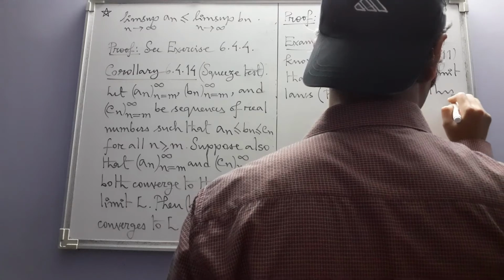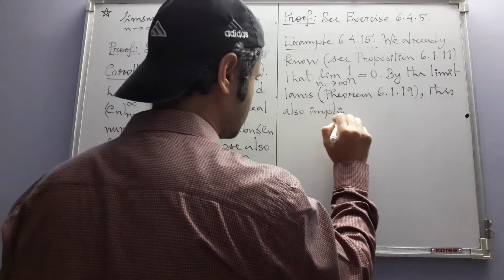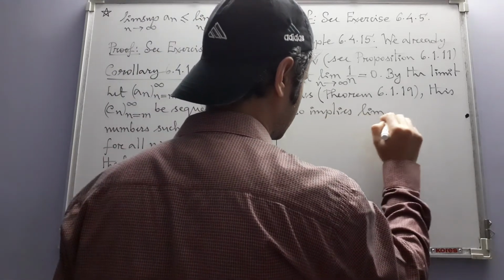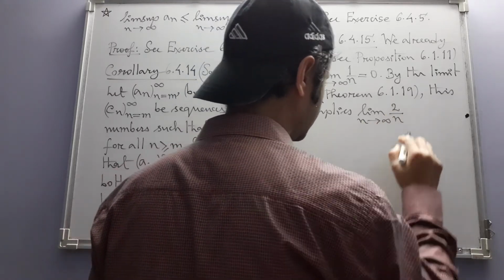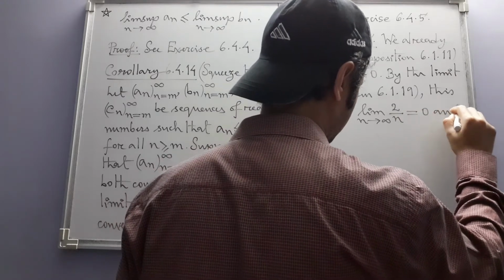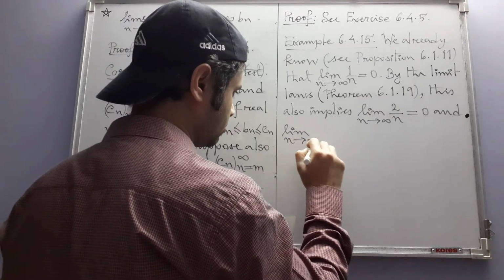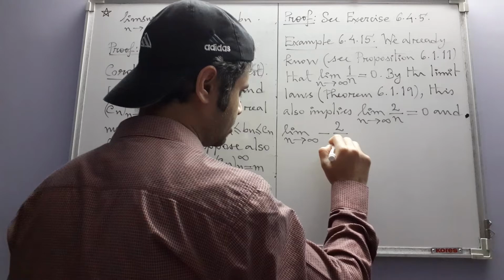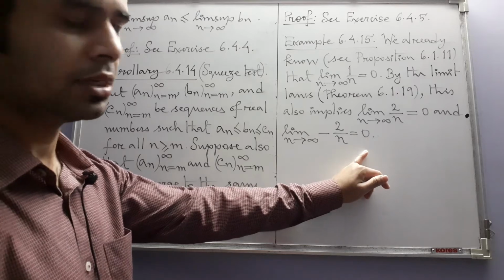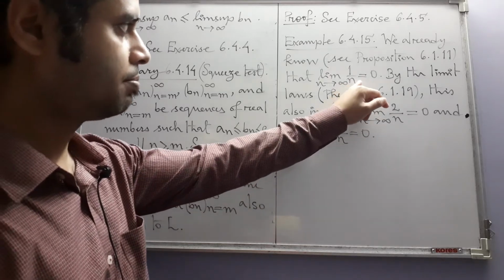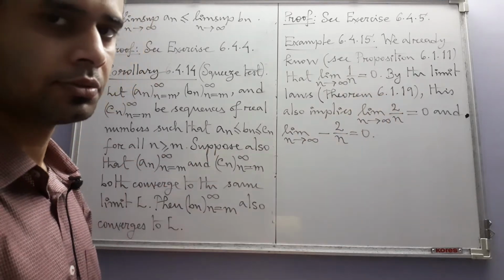This also implies that the limit of the sequence 2 divided by n is 0, and the limit of this sequence is also 0. In obtaining these two limits, what we did is we multiplied the sequence 1 over n by the constants 2 and minus 2.